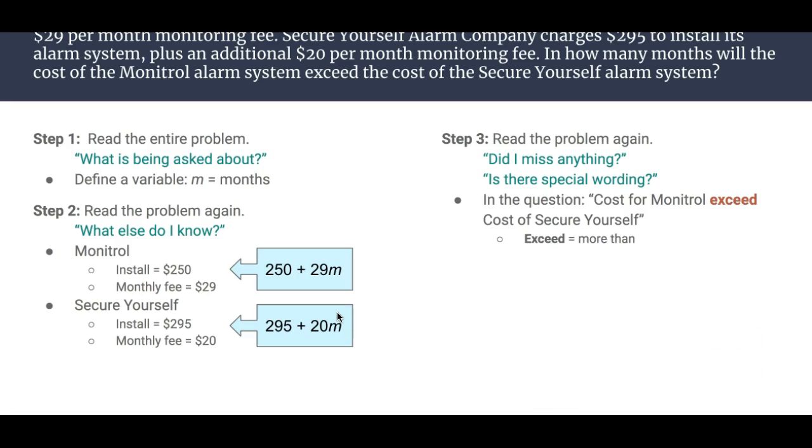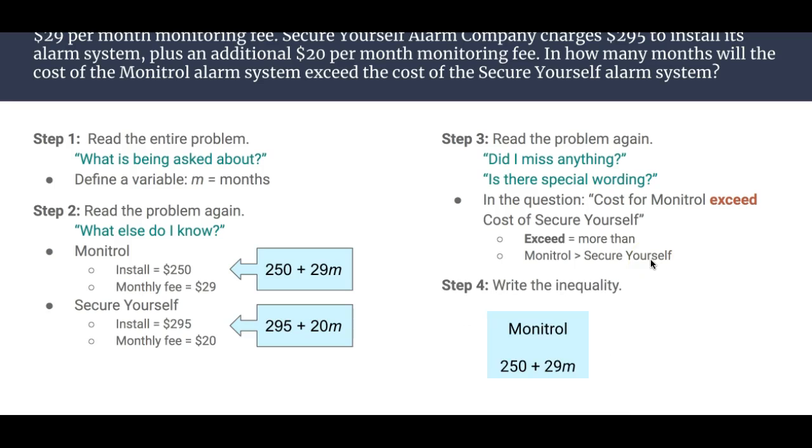We want to know when it's going to exceed, which is more than. So the more than sign, we want to know when Montreal is greater than Secure Yourself. Therefore, our inequality looks like this. If you guys need to go back and listen to what I said again, please do so, because I really broke that down for you.